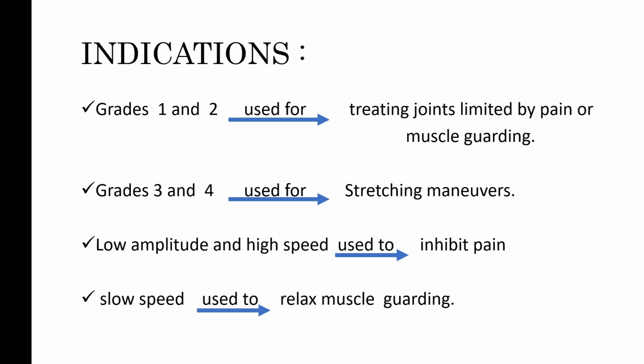Indications for Maitland mobilization. Grades 1 and 2 are used for treating joints limited by pain or muscle guarding. Grades 3 and 4 are used for stretching maneuvers. Low amplitude and high speed are used to inhibit pain. Slow speed is used to relax muscle guarding.